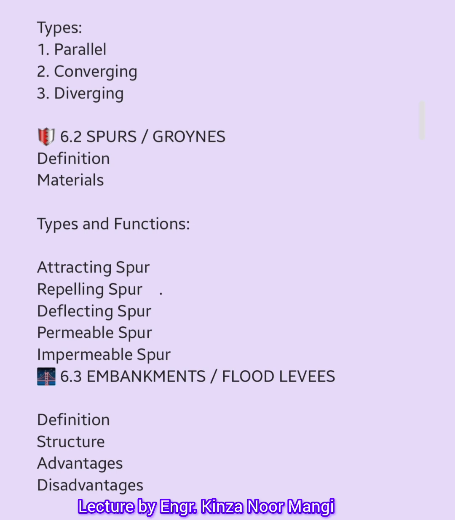The next type of spur is the permeable spur, which allows partial flow and reduces velocity and sediment transport. Last, the impermeable spur completely blocks the flow, and these give stronger control but more scouring. Okay, so these were some of the types of the spur.